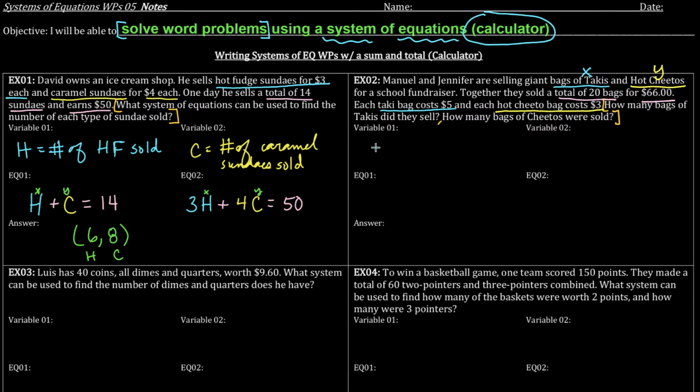I'm going to put lowercase t for the number of Taki bags, and this can be the number of Hot Cheeto bags. Oh, you know what I was going to do? Remember, I was going to put X and Y this time. So give me one second. Okay, X: number of Taki bags.